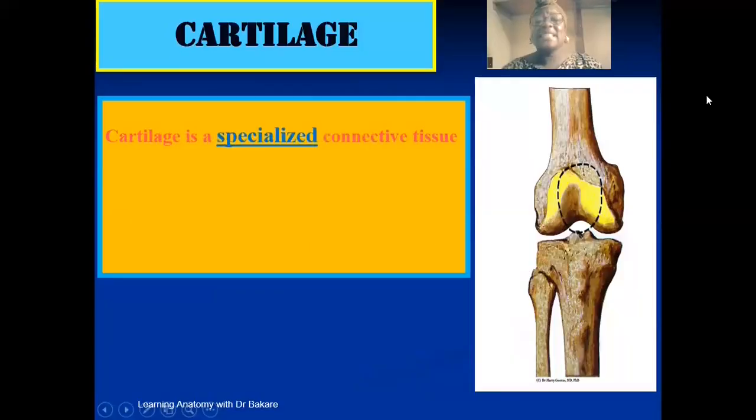So we say that cartilage is a specialized type of connective tissue, and it is specialized because it is made up of specialized type of cell and also specialized type of extracellular matrix. These will be unfolding as we go through with this lecture.